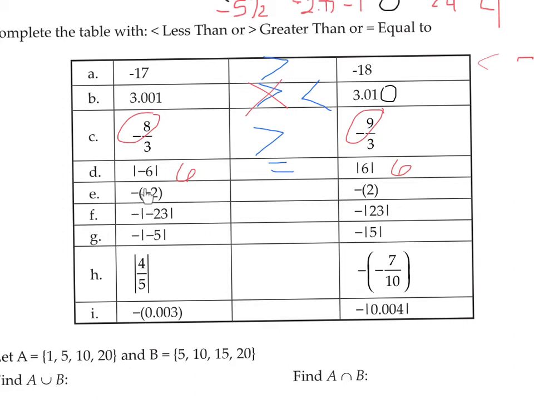All right, these are not absolute values. These are parentheses. So what we're being asked here is the opposite of -2. The opposite of -2 is +2.